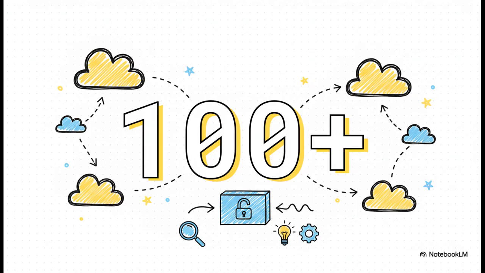And the number of models it supports is just, wow, over 100. I mean, think about that. All the big players, OpenAI, Google, Anthropic, but also open source giants like Llama, and even models you can run right on your own machine with tools like Ollama. The list just keeps growing.